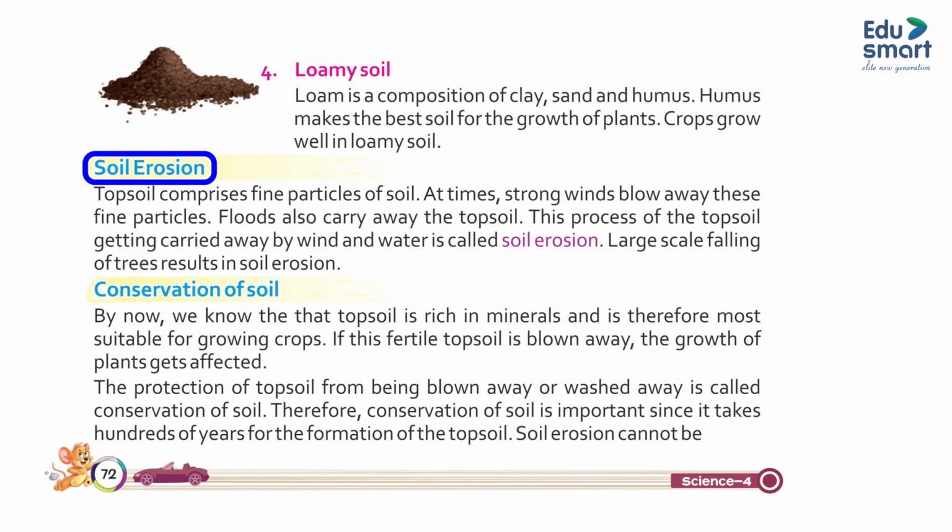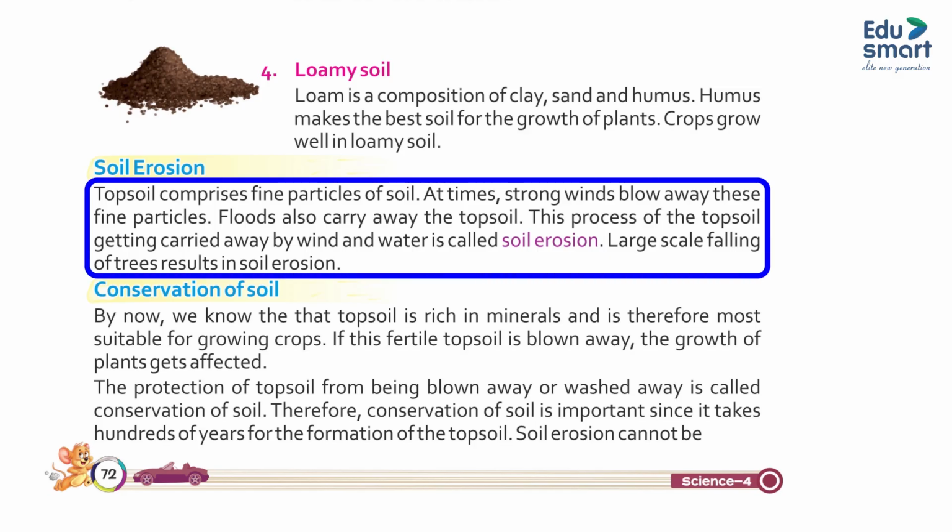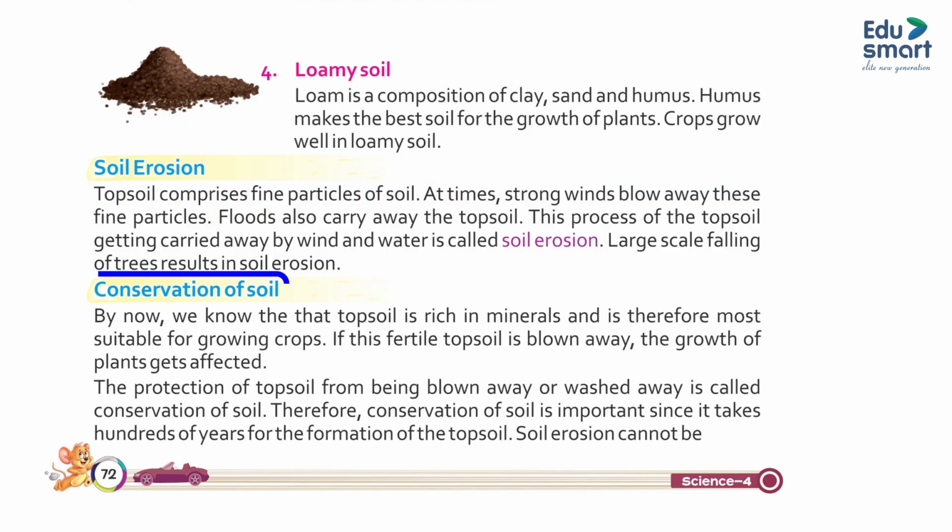Soil erosion. Topsoil comprises fine particles of soil. At times, strong winds blow away these fine particles. Floods also carry away the topsoil. This process of the topsoil getting carried away by wind and water is called soil erosion. Large-scale felling of trees results in soil erosion.